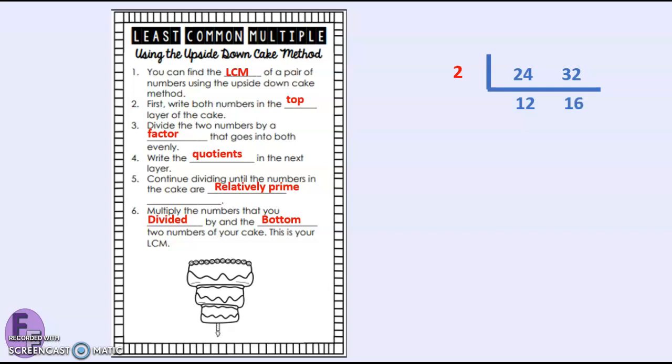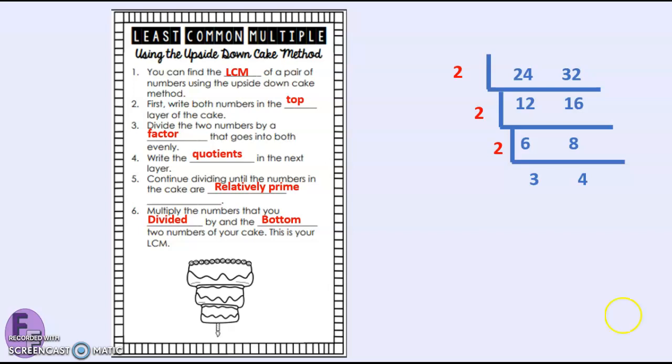Since 12 and 16 are both even, I can continue dividing by 2. 12 divided by 2 is 6. 16 divided by 2 is 8. Again, 6 and 8 are both even, so I will continue to divide by 2. 6 divided by 2 is 3. 8 divided by 2 is 4. Now 3 and 4 only share the factor of 1. This makes them relatively prime, even though 4 is not a prime number.